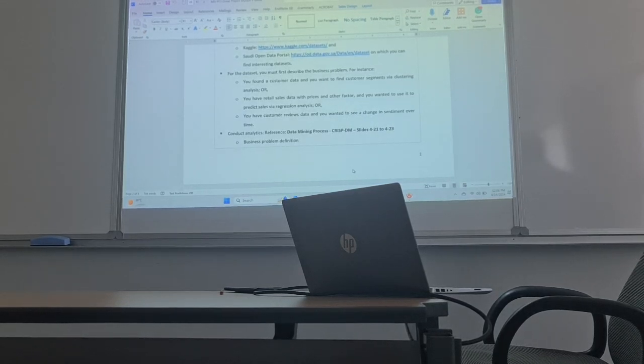Given that we have this data set, can we do clustering, can we do regression? Regression for what, price prediction, something like that? We have to discuss that. And then you go to Orange and do it there.